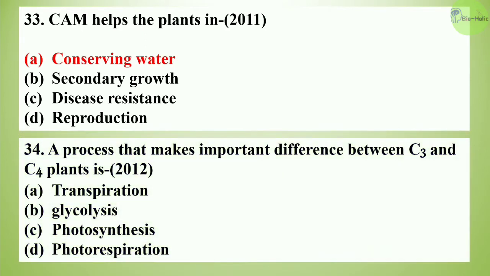Next is a process that makes important difference between C3 and C4 plant is transpiration, glycolysis, photosynthesis, or photorespiration. Obviously, the option D will be the answer, that is the photorespiration.